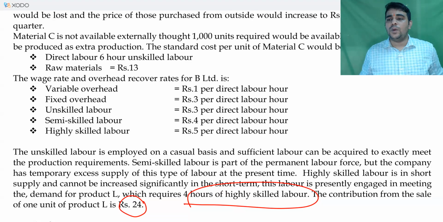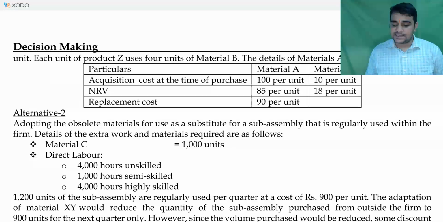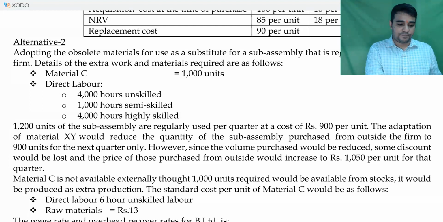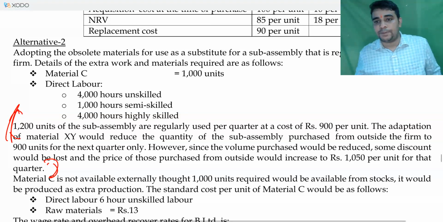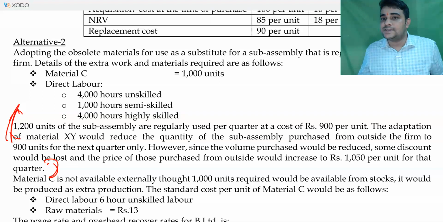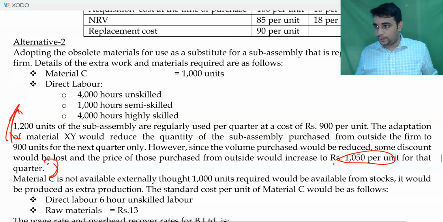Now, when you convert into sub-assembly, alternative 2, adopting the obsolete material as a substitute of the sub-assembly, the benefit somewhere lies in this para. Earlier, we used to buy 1200 units at the price of 900. Now we will buy 900 units but at a price of 1050. Ideally it could have continued as 900, but they are saying because you are buying lesser quantity, the discount is reduced and you are now required to buy it at 1050.